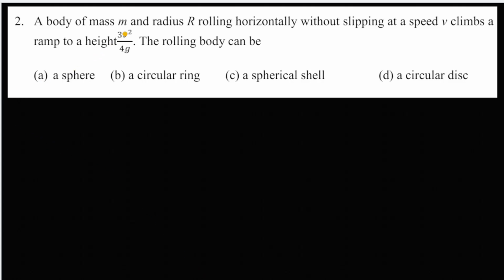Today we are going to solve this question. A body of mass m and radius r is rolling horizontally without slipping at a speed v, and then it climbs a ramp up to height 3v square by 4g. The rolling body can be.